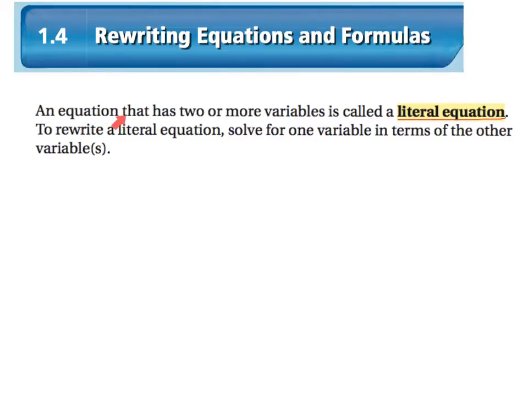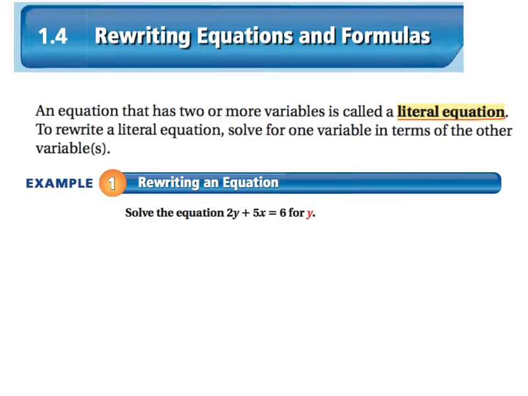Now, an equation that has two or more variables is called a literal equation. To rewrite a literal equation, we must solve for one variable in terms of the other. So I'm going to say that one more time. To rewrite a literal equation, we solve for one variable in terms of the other variable. What that means is you're going to get one variable by itself, and the other variable we're going to treat kind of like a number, and we're going to move it to the other side.